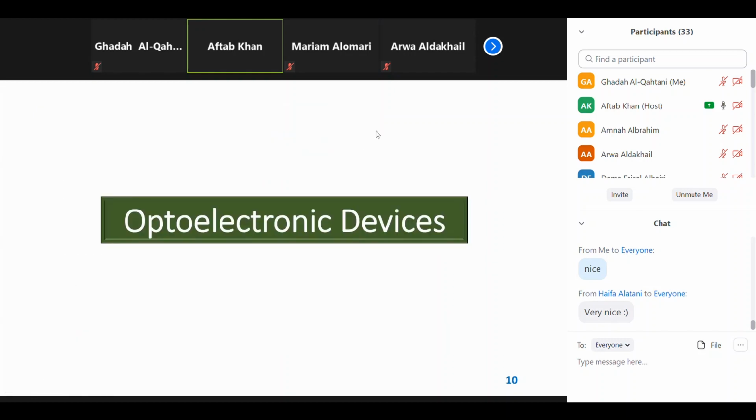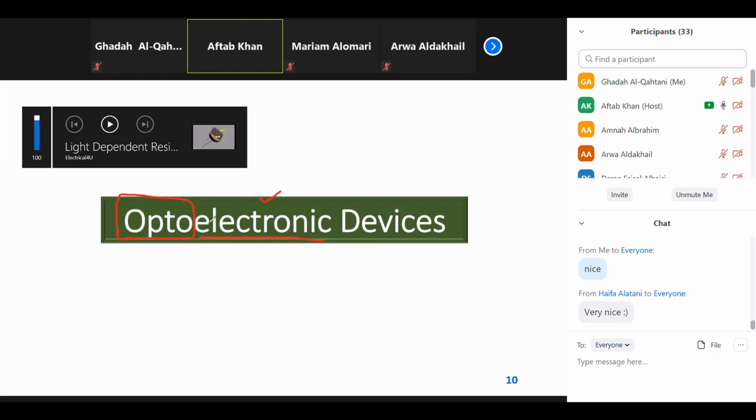Next topic is optoelectronic devices. There is a word opto, and there is a word electronics. So optoelectronics is a combination of optics and electronics. Did you hear this word somewhere? Optoelectronics? Yes, definitely. What about the word opto or a similar word?